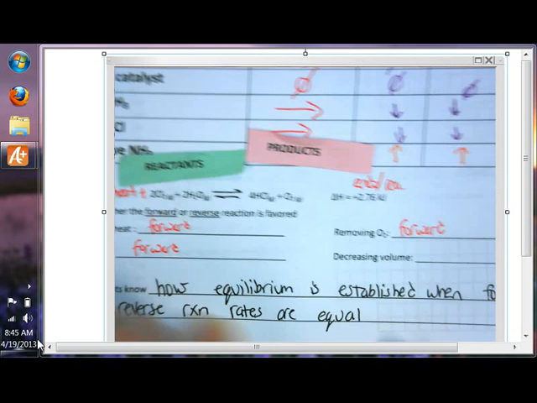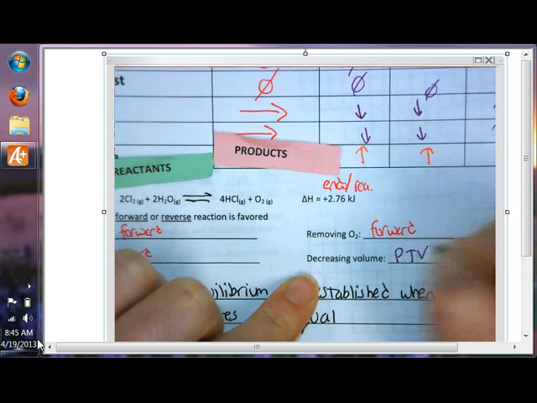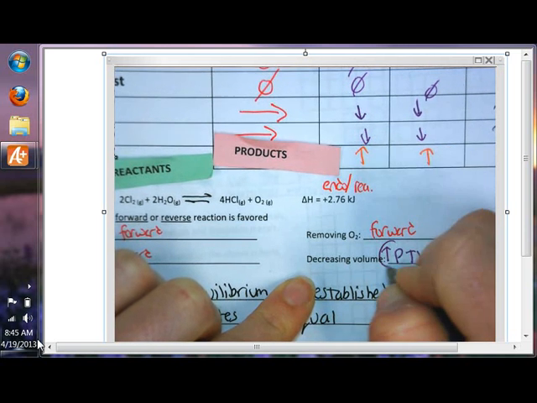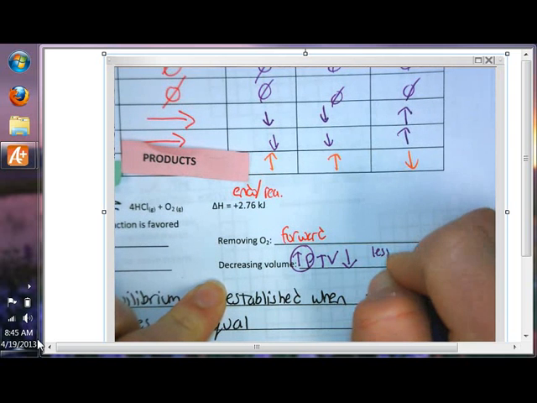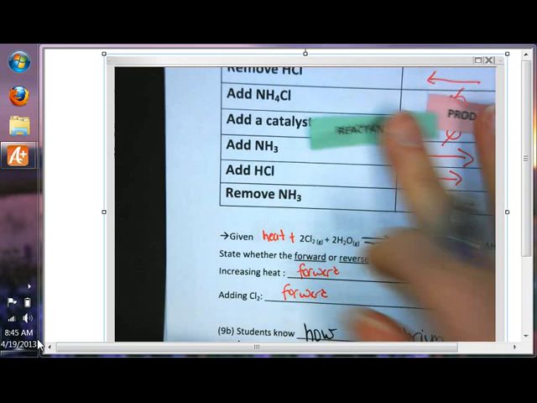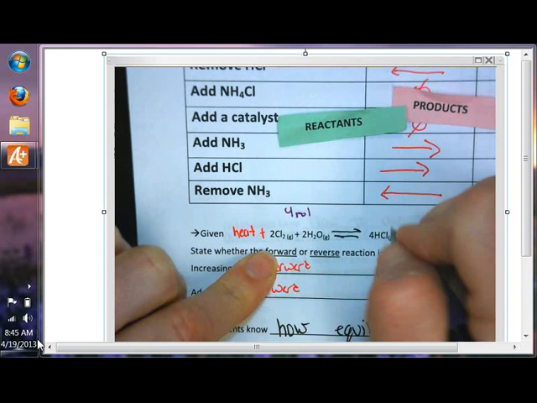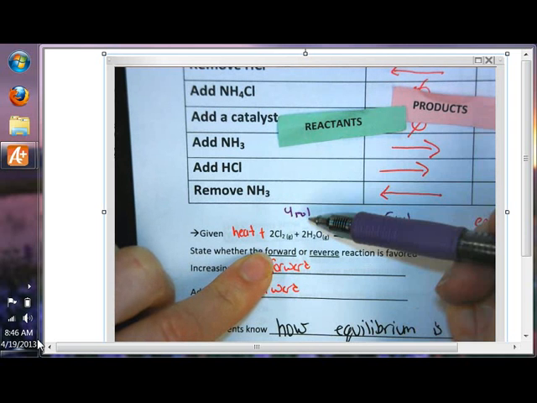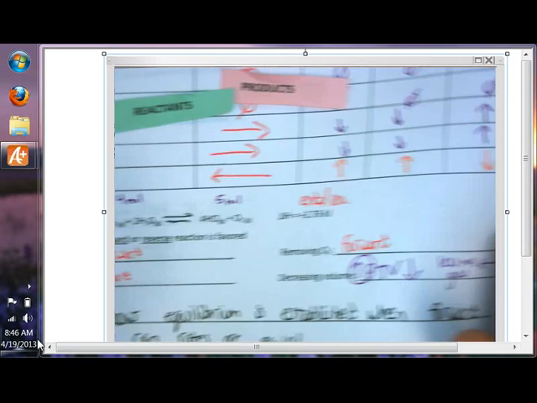We don't have a rule for volume. We have to think PTV. So if volume goes down, pressure goes up. If pressure goes up, it goes to the side with the less moles of gas. So I look, there are 4 moles of gas on the reactant side, and there are 5 moles of gas on the product side. 4 is the less number, so it's going to shift to the left towards the 4. So shift to the left.